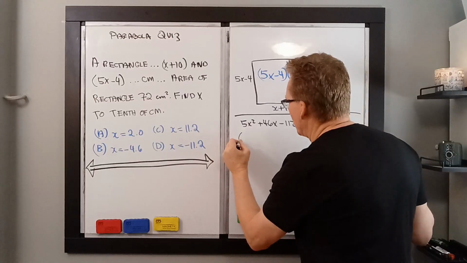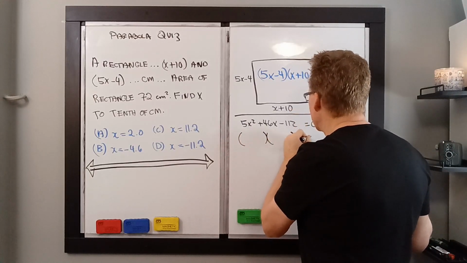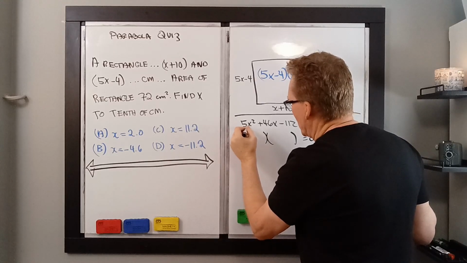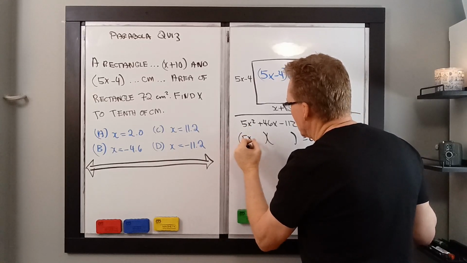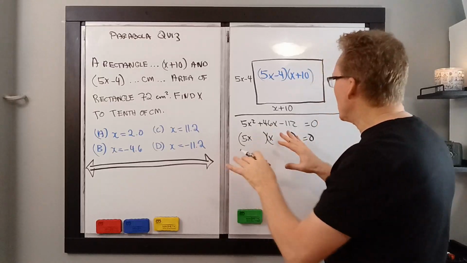Maybe we could do this in a brute force method. So it would be something like this, all equal to 0. And in that case, this would probably be a 5x. This would probably be an x. And then one of these is probably positive, one is negative. We don't know exactly which.